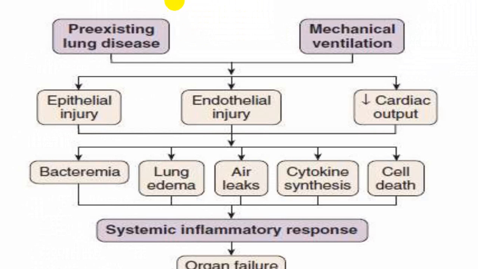There is already some pre-existing lung disease like COPD or, say, bronchial asthma. Or, say, the person has developed pneumonia, or the person is put on mechanical ventilation because of severe hypoxia, which may be of XYZ etiology. Because of these two predisposing factors, you develop epithelial injury or endothelial injury, and there is decreased cardiac output that will result in infections, pulmonary edema, air leakage, cytokine synthesis, and even cell death. All these things can stimulate a systemic inflammatory response. And once it stimulates the kinase systems, you will have multi-organ dysfunction.